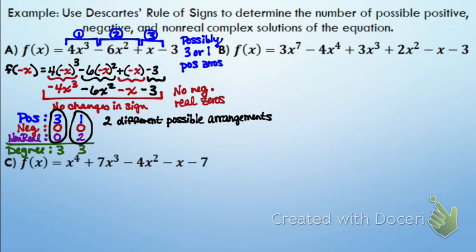Those two possible arrangements are that we have 3 positive real roots, or there's only 1 positive real root and 2 non-real roots.